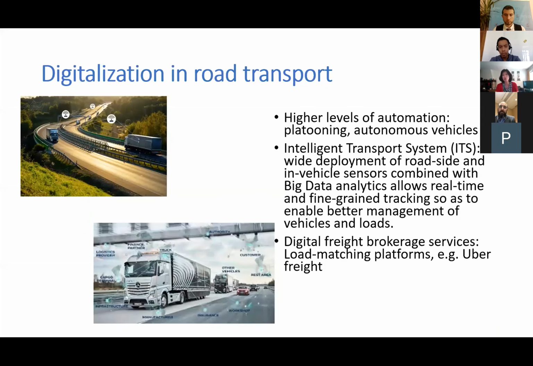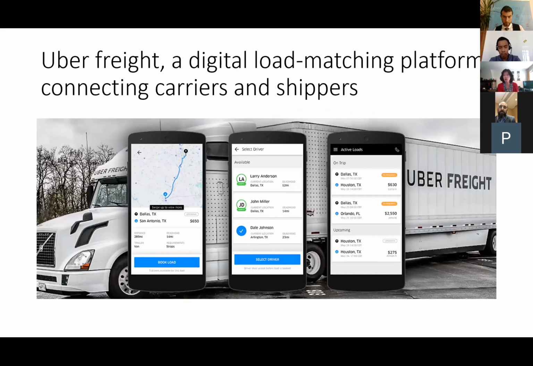Very quickly, some examples to show how data is transferred or moved in the sector. For example, in road transport, with big data analytics and the Internet of Things, a huge amount of data on a second or minute basis streams to the platform called the Intelligent Transport System. This system can do real-time monitoring of the vehicles and the roads. We are familiar with Uber taxi services, but in road transport, Uber Freight is also becoming very popular. It's a digital load matching platform which connects carriers and shippers.